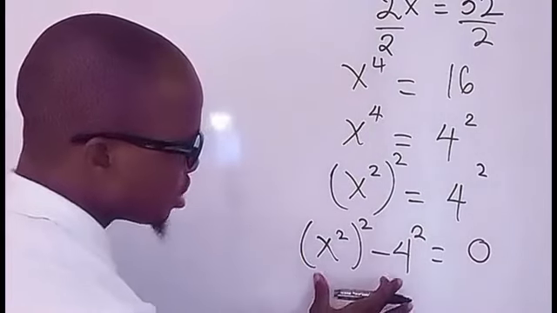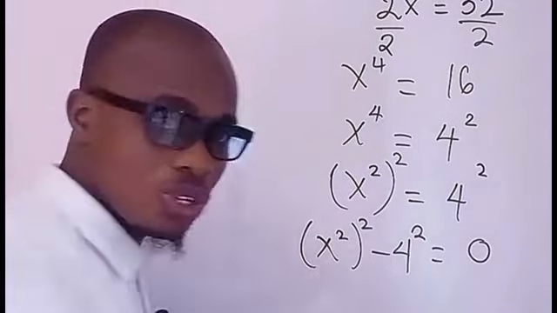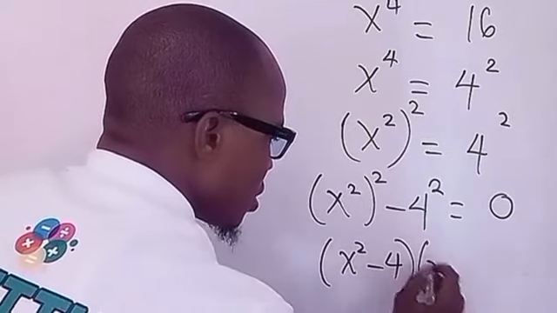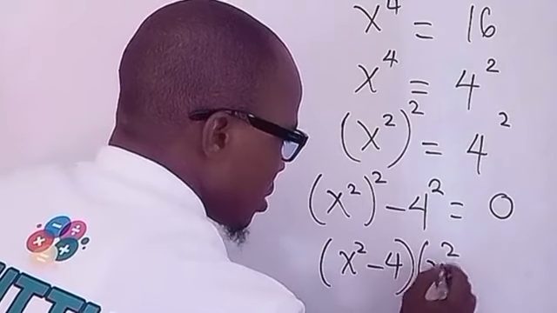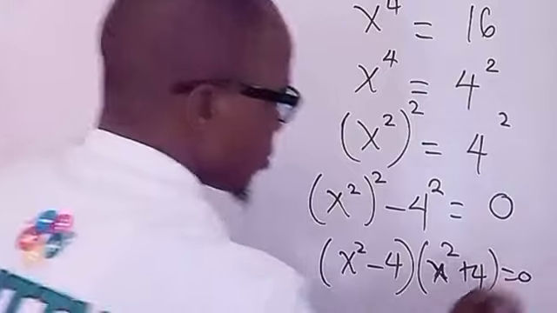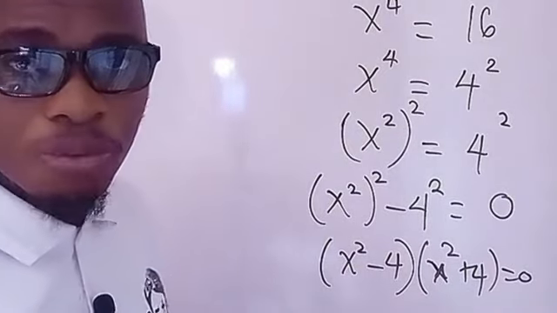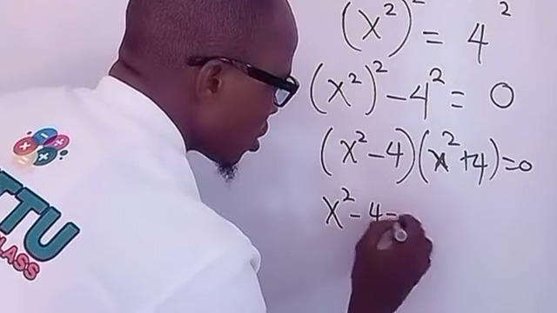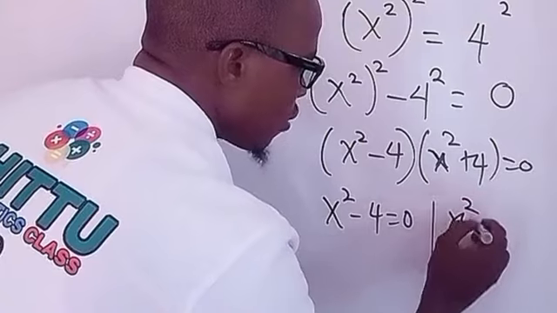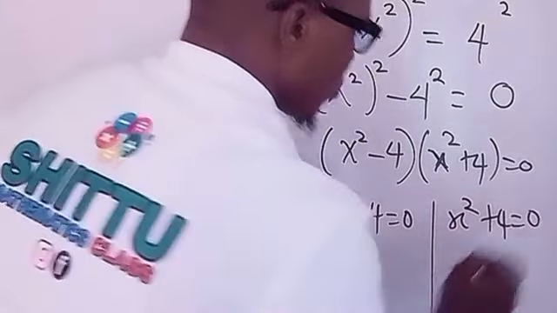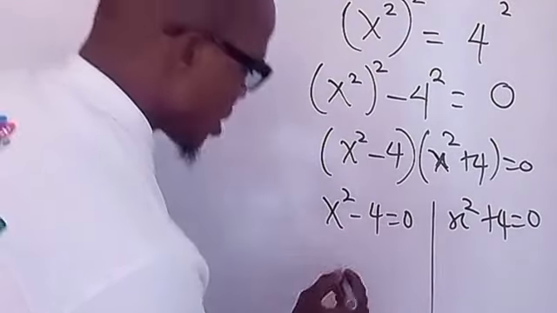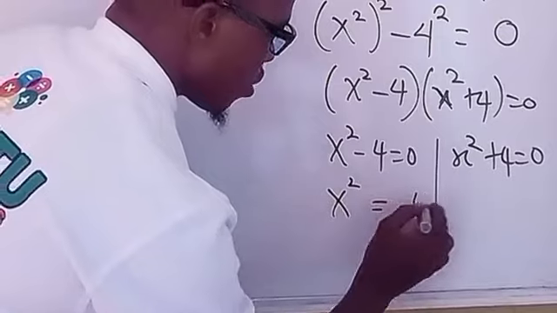0. So now from here, this is like a difference of two squares, whereby you can write this as x to the power of 2 minus 4, then x to the power of 2 plus 4 equals 0. So now this is a zero form equation, okay? So we're going to have x to the power of 2 minus 4 equals 0, or x to the power of 2 plus 4 equals 0. So now from here, you can send this 4 to this side. We have x squared equals 4.